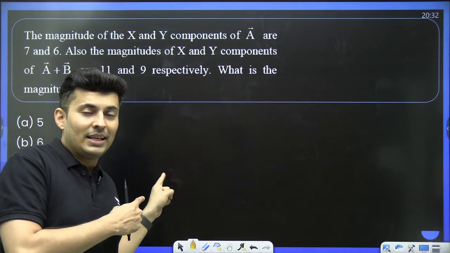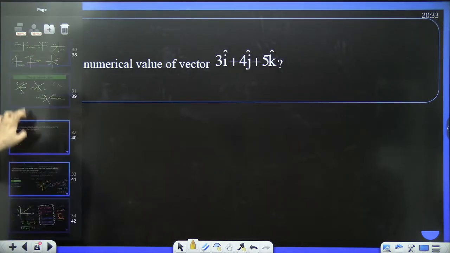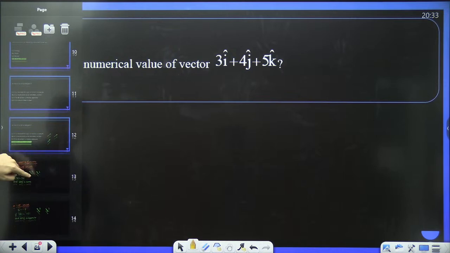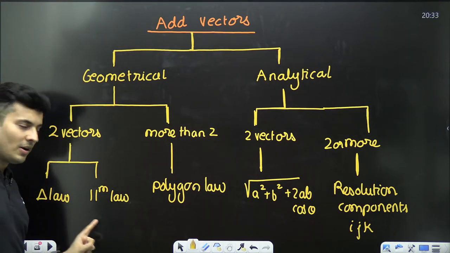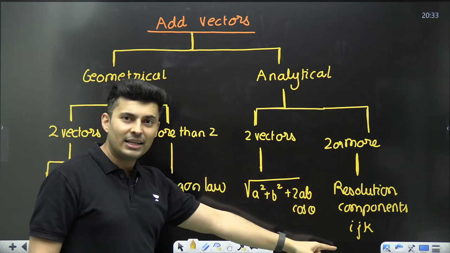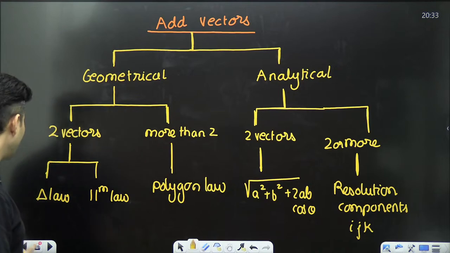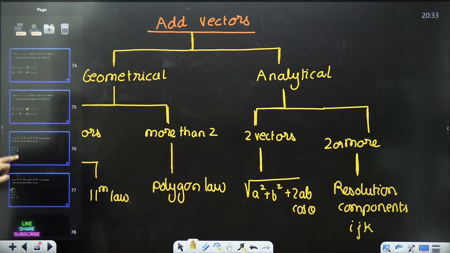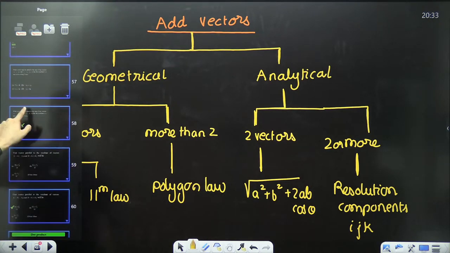Okay. Now, this is a very special application. There is one part which I need to tell you about, which I had mentioned right over here, guys. I told you triangle law, parallelogram law, polygon law, and how to add two vectors using a formula. Last time, we did resolution, components, i j k. How do you add vectors using that? So let's come to that part as well, guys.